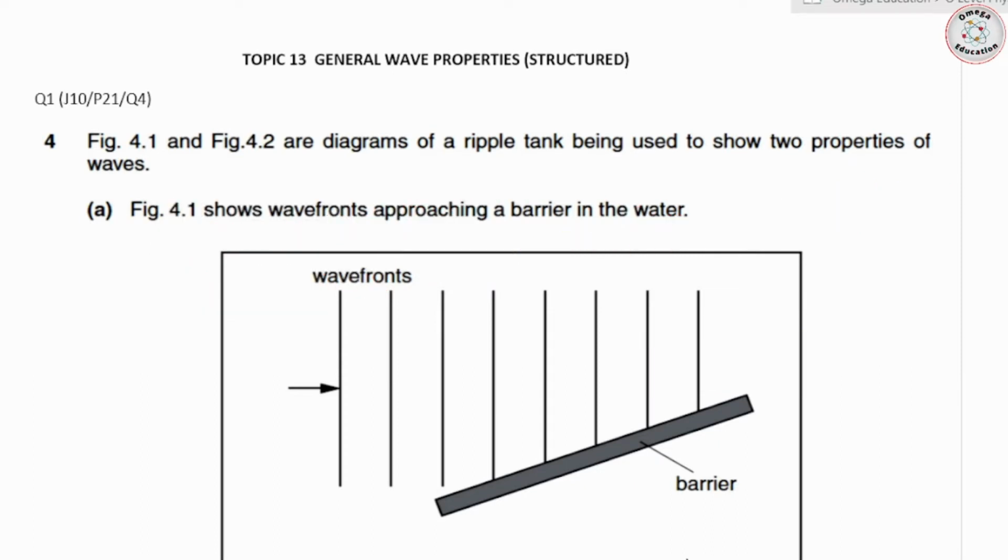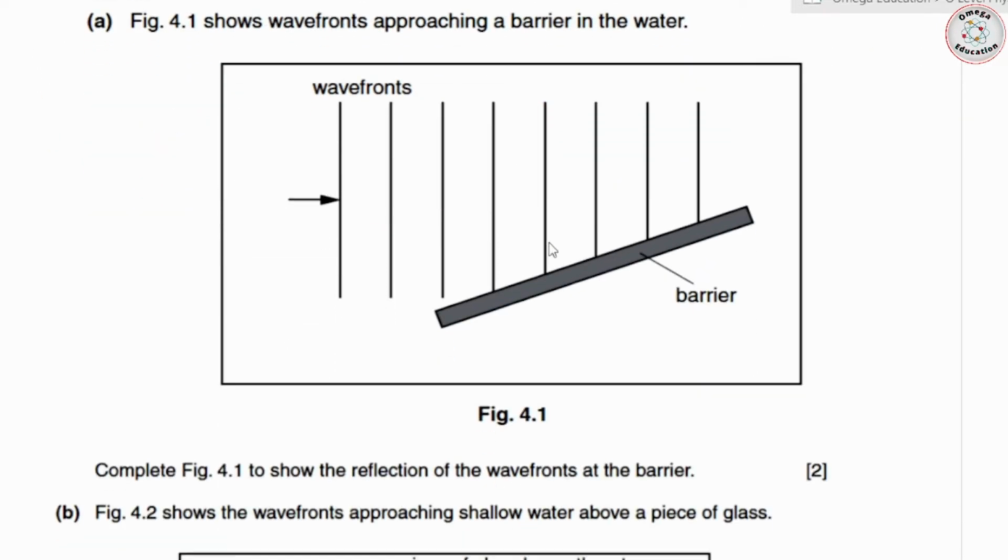So, structured questions from the topic general wave properties. And some of the questions certainly would include water waves as well. Here we have the first one, figure 4.1 and 4.2 are diagrams of the ripple tank used to show two properties of waves. A. Figure 4.1 shows wave fronts approaching a barrier in the water. Complete figure 4.1 to show the reflection of the wave fronts at the barrier.